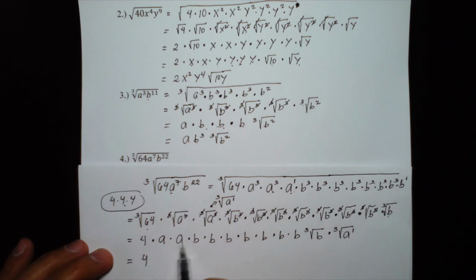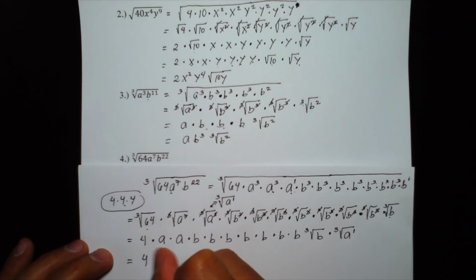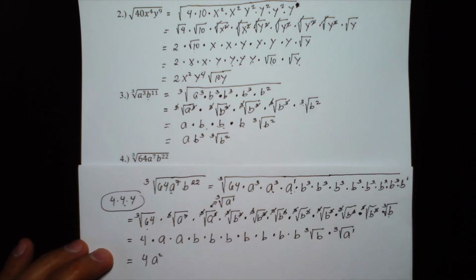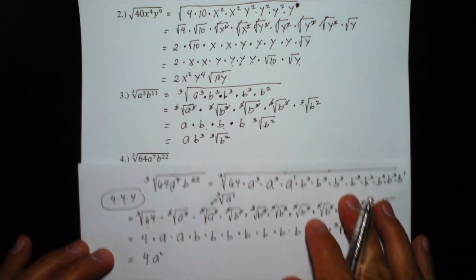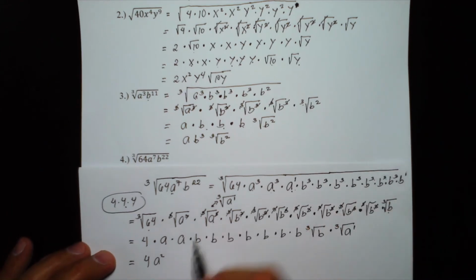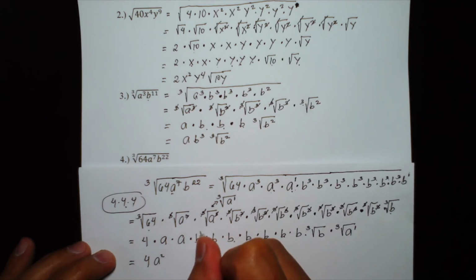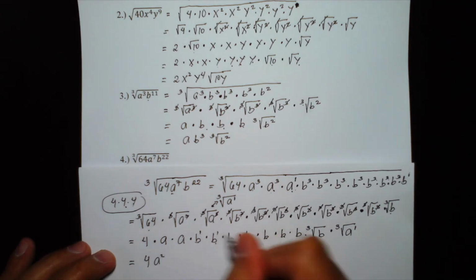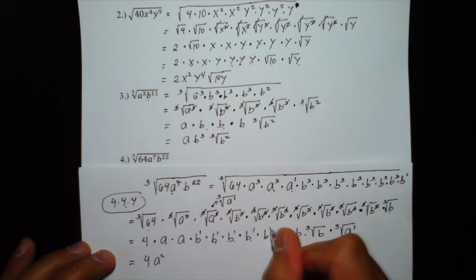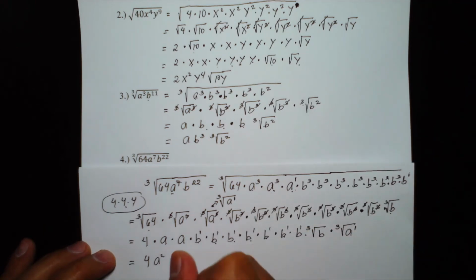Then a times a, that will be a raised to 2. Then b times b times b times b times b times b times b. So the answer will be what? 1 plus 1 plus 1 plus 1 plus 1 plus 1 plus 1. That will be 7. So that will be b raised to 7.